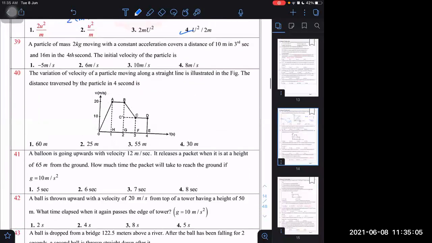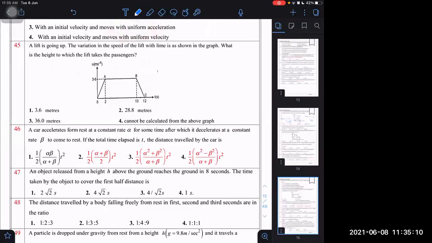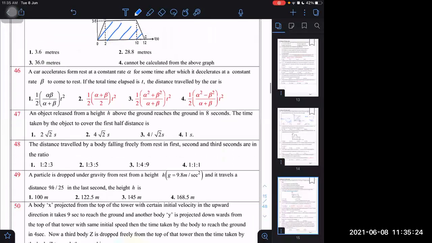Question number 45. V versus T graph. The lift is going up. What is the height to which the lift takes the passengers? Height is also nothing but displacement. This only. We can get the height.